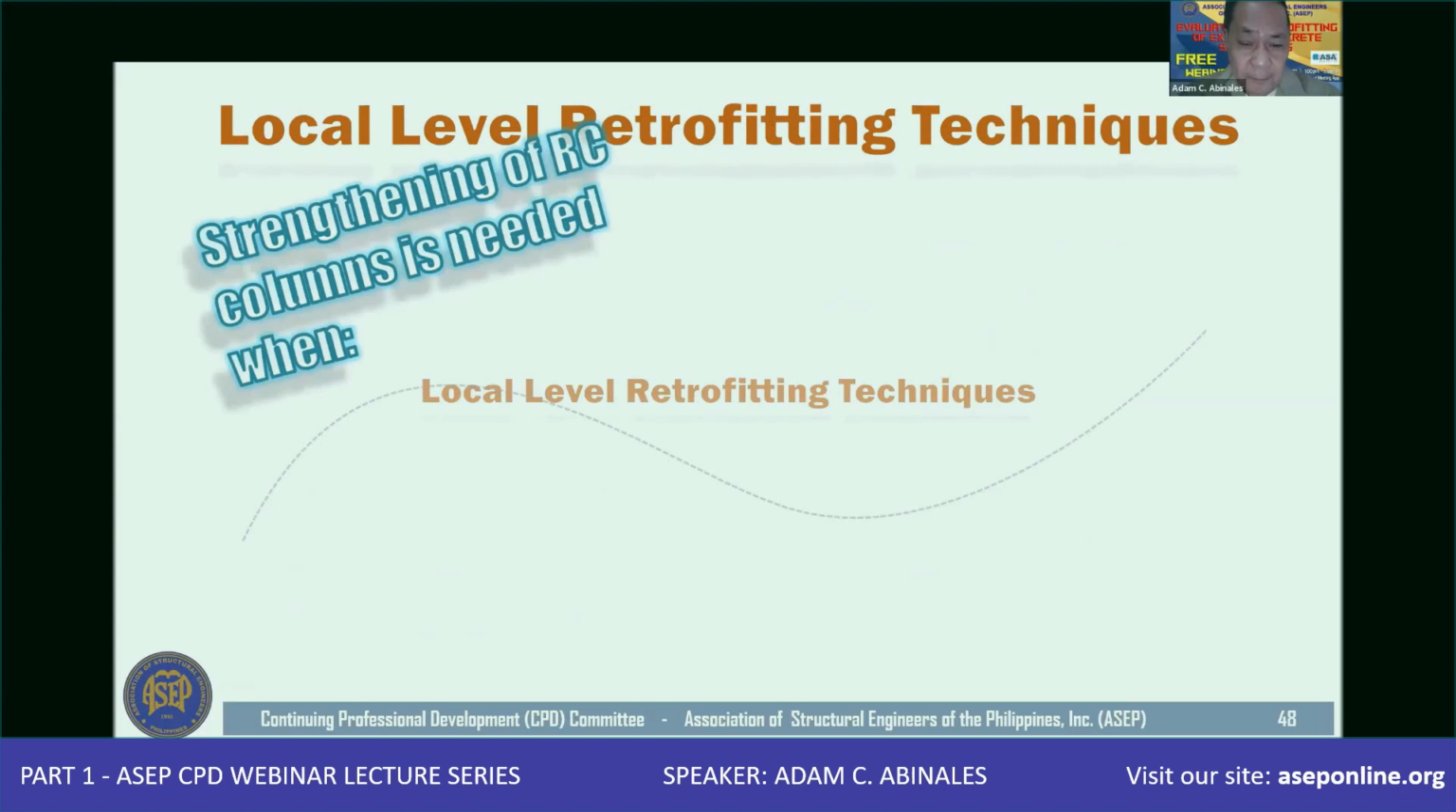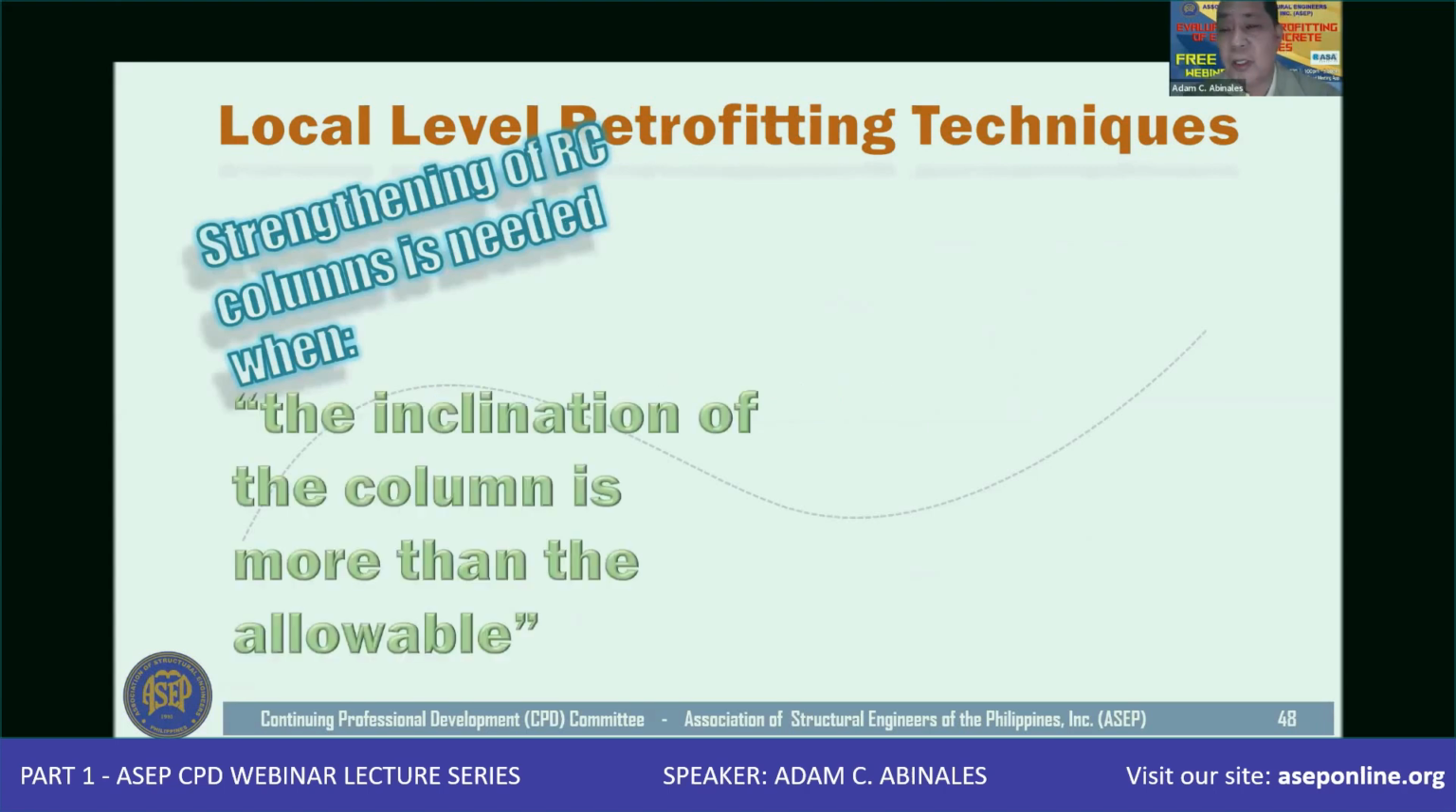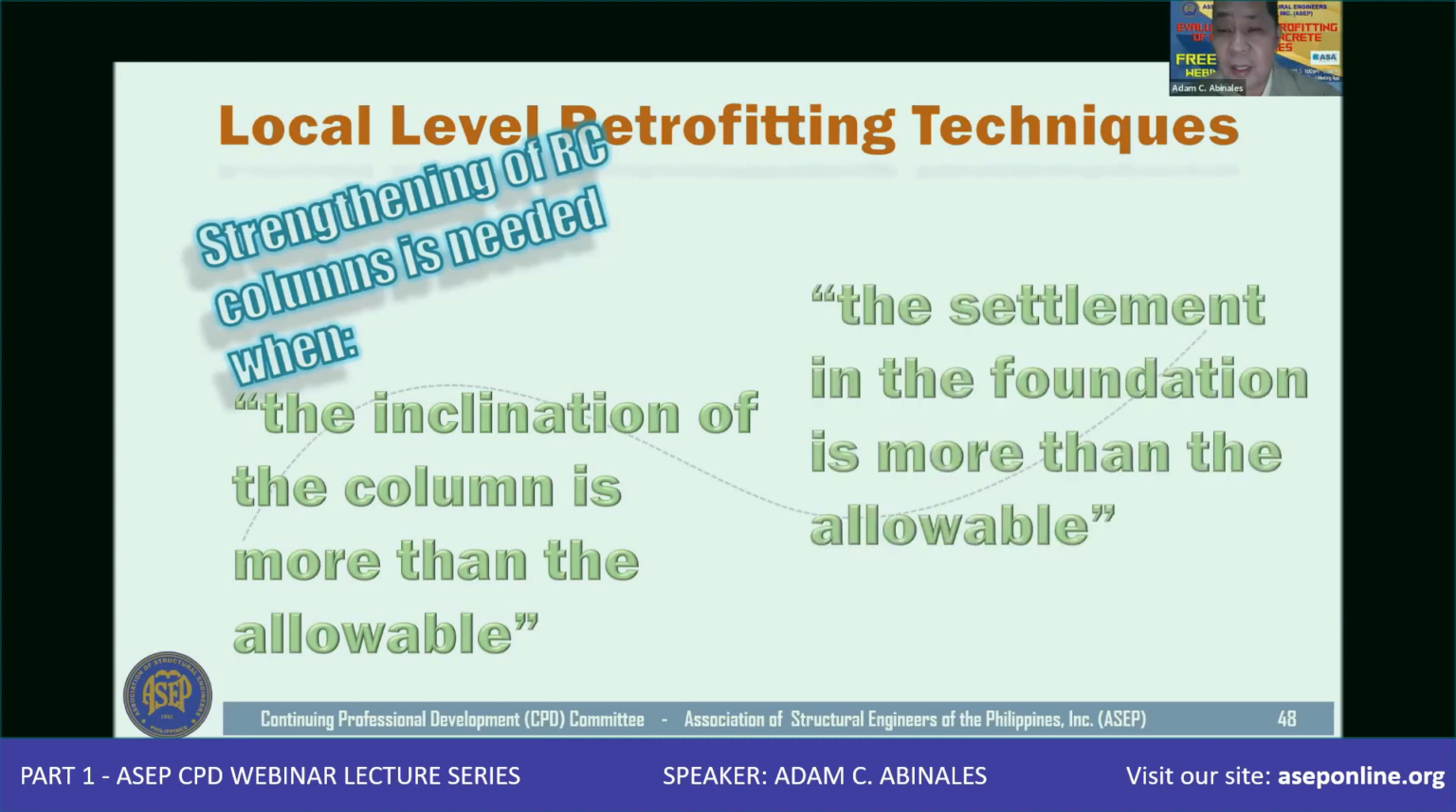Or the inclination of the column is more than the allowable. Well, as we all know, the column should be laid vertical, no? It should be vertically aligned, but if there is some displacement or deformation of the structure, then there is a tendency for the column to be out of plumb. Like in the case of the Tower of Pisa, although that is very classic, even if it is inclined, still it remained as it is. Or there is a settlement in the foundation which is more than the allowable.